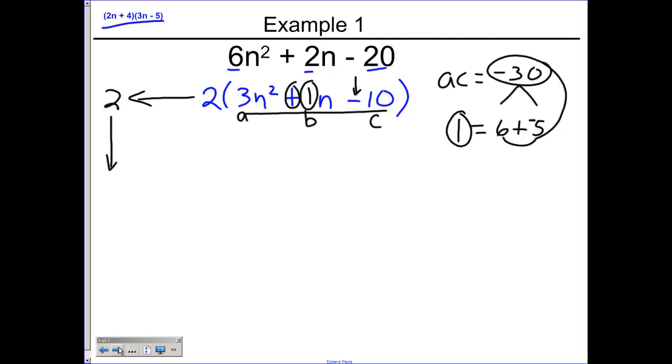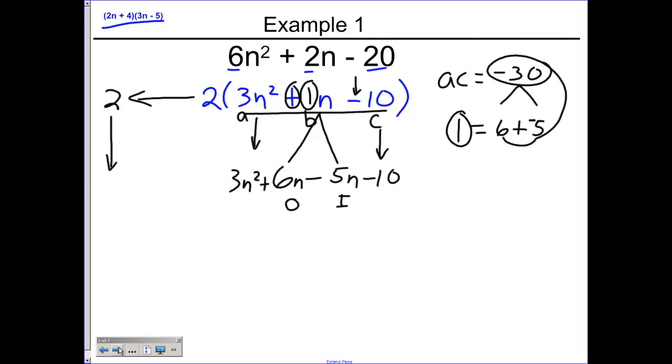So what I'm going to do is I'm going to take that 6 and that negative 5 and attach an n to both of them, because I can make a 1n by using 6n minus 5n. That's my O and my I for my original FOIL. All I got to do now is bring down my F and my L terms, which are going to be a 3n squared, that was a positive, and a minus 10.